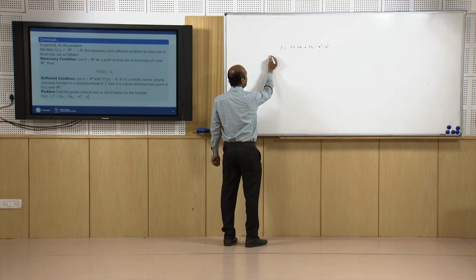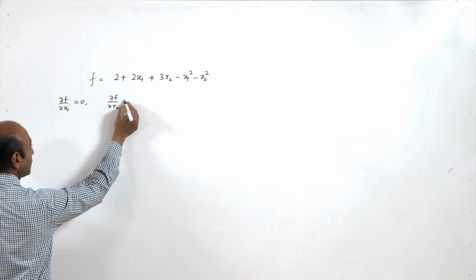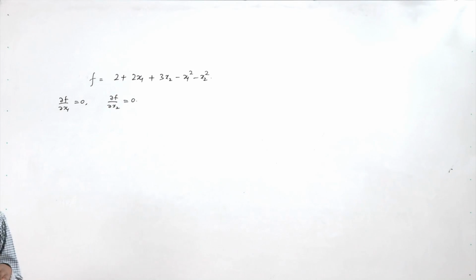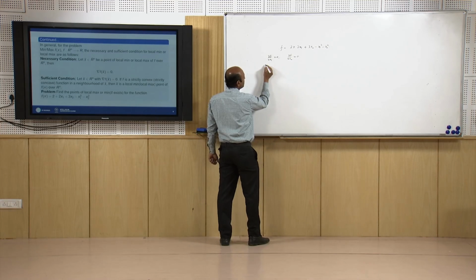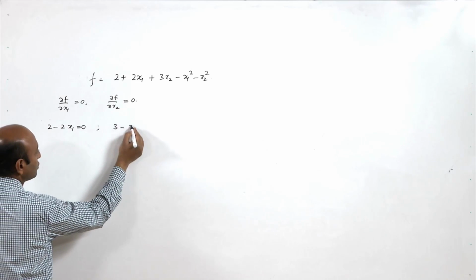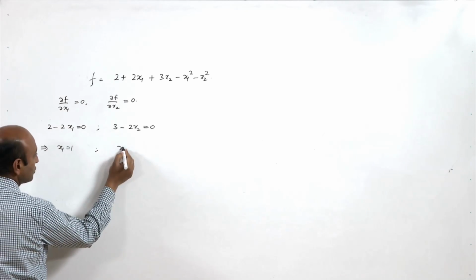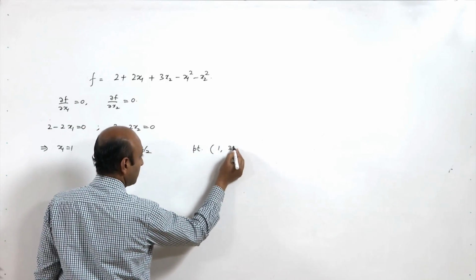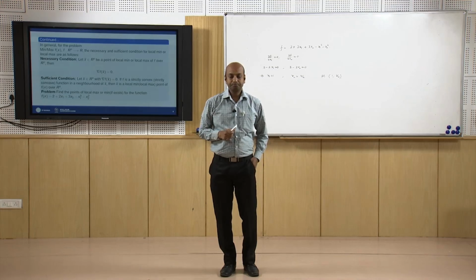So, first we find del f by del x1 and put it equal to 0, and del f by del x2 and put it equal to 0. This condition will give us a stationary point. What is del f by del x1? It is 2 minus 2 x1 equal to 0, and del f by del x2 is 3 minus 2 x2 equal to 0. So, this implies x1 equals 1 and x2 equals 3 by 2. So, what is the point? The point is (1, 3 by 2). So, (1, 3 by 2) is the only stationary point for this particular problem.